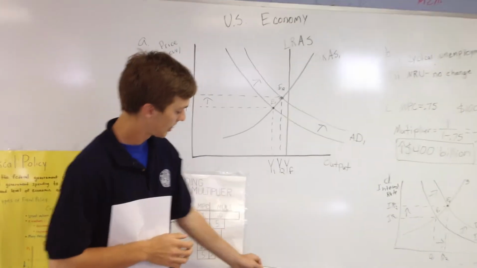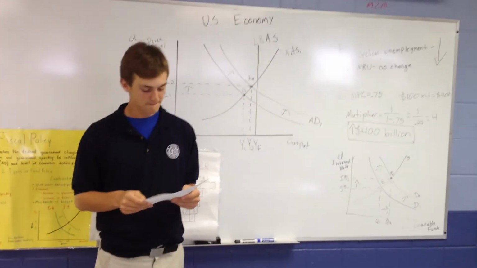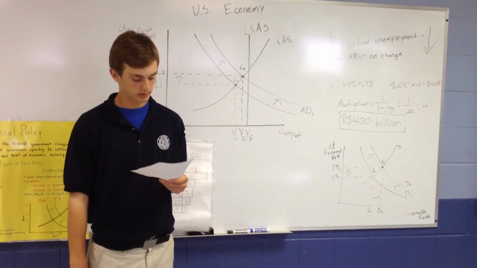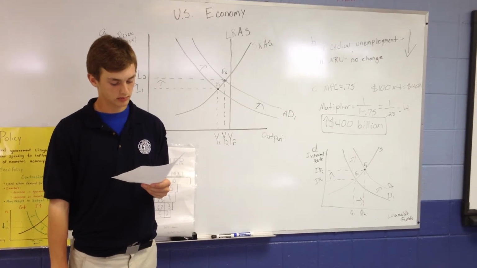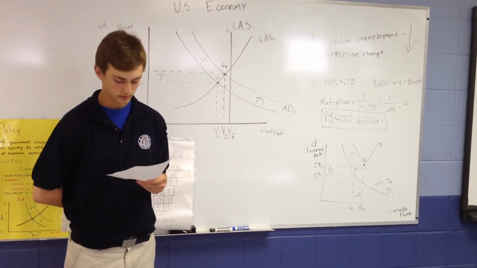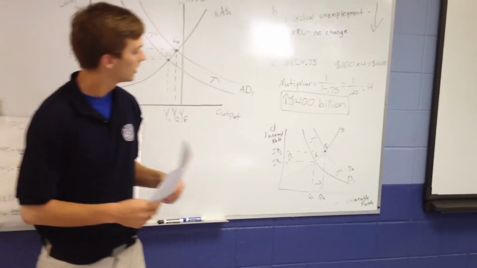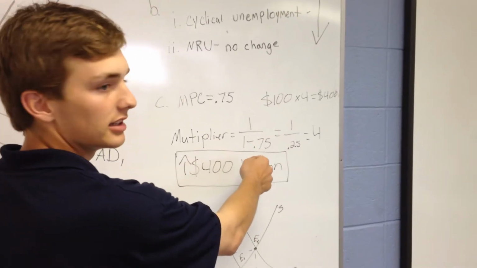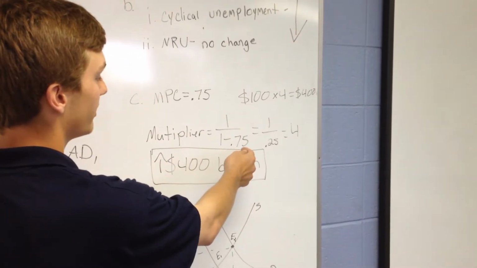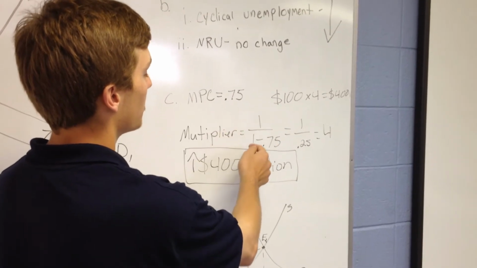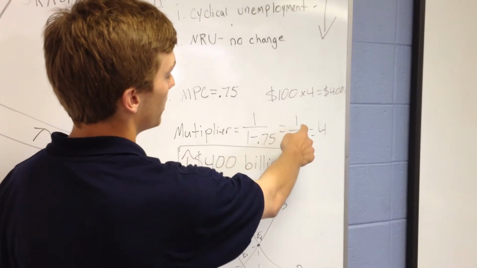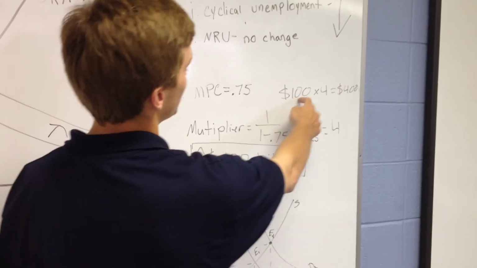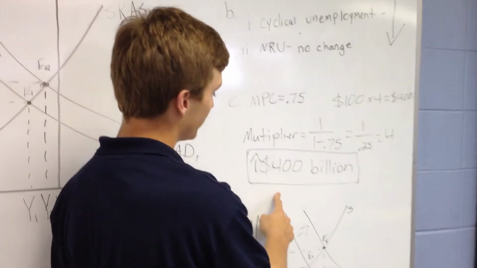Very good. Next question, Arjun. The marginal propensity to consume is equal to 0.75. Calculate the maximum possible change in real gross domestic product that could result from the $100 billion increase in government spending. Okay, so here we have to find the multiplier. To find the multiplier, it's just 1 over 1 minus the MPC. So here the MPC is 0.75. So we do 1 over 1 minus 0.75, and that would simplify to 1 over 0.25, which would equal 4. And so we would take $100 billion, multiply it by 4, to equal an increase of $400 billion.